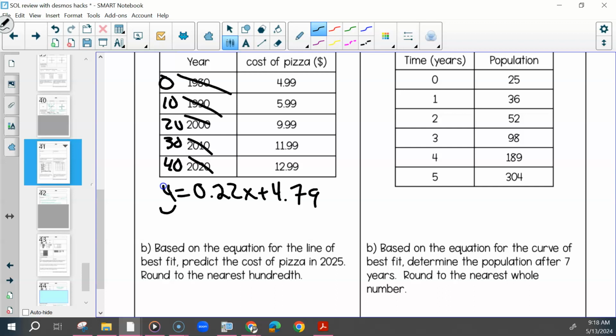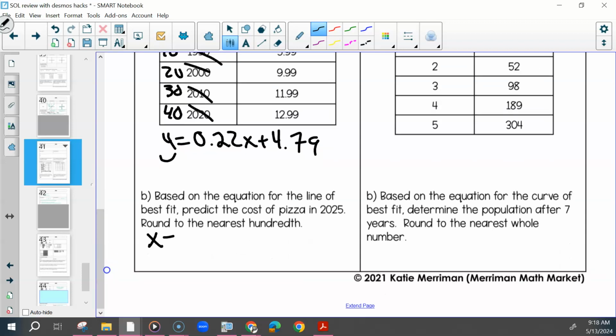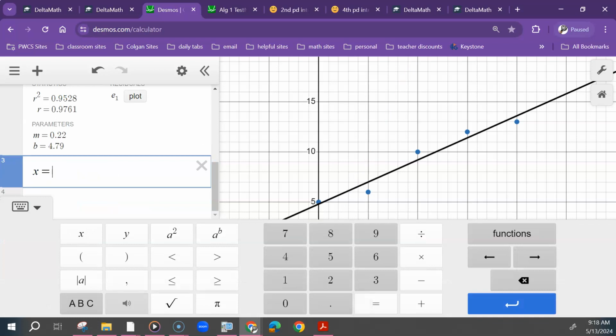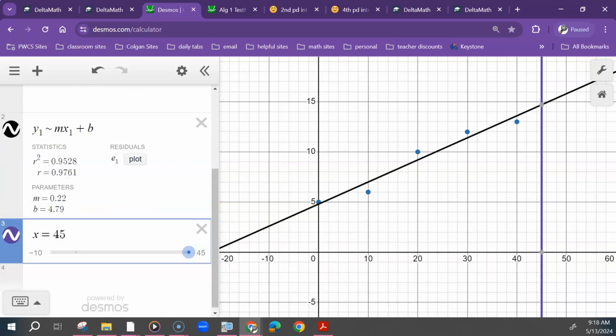And then based on the equation for the line of best fit, predict the cost of pizza in 2025. So first, how many years has it been from 1980 to 2025? 45. So now that we know that number, in Desmos we're going to put x equals 45 and find where those two lines cross. And it says round to the nearest hundredth. Well, there's nothing to really help us round that to, so just 14.6.